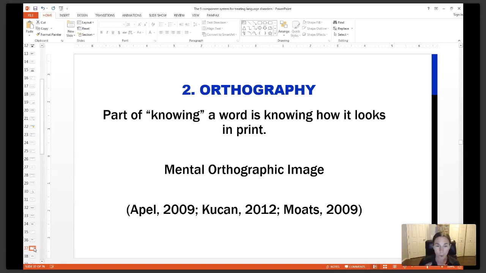Knowing how the way words are spelled impacts their meaning. A perfect example would be a word like stake and steak. Stake that you put in the ground when you're camping to hold your tent down, or steak, the meat. Those are spelled differently. Spelling can impact meaning. So orthography plays into vocabulary in multiple different ways.